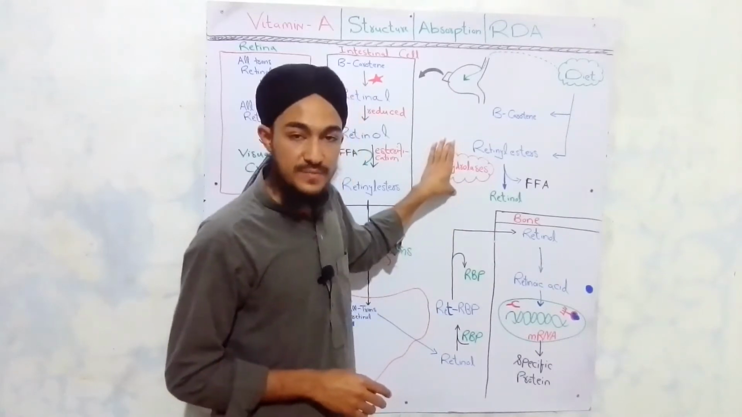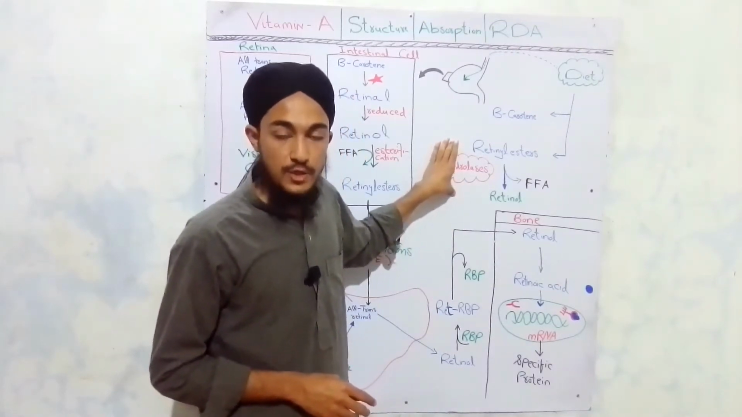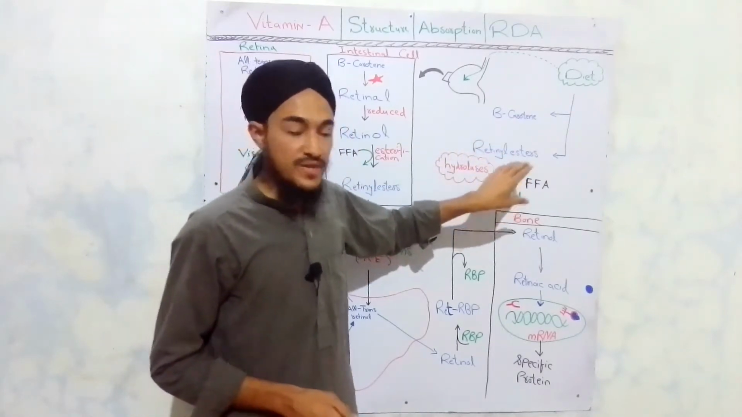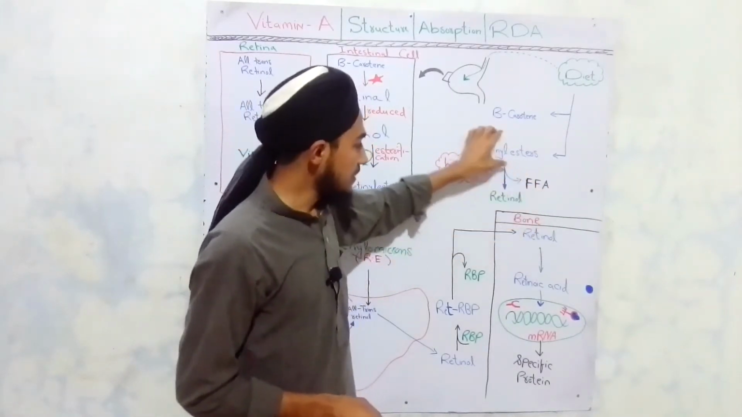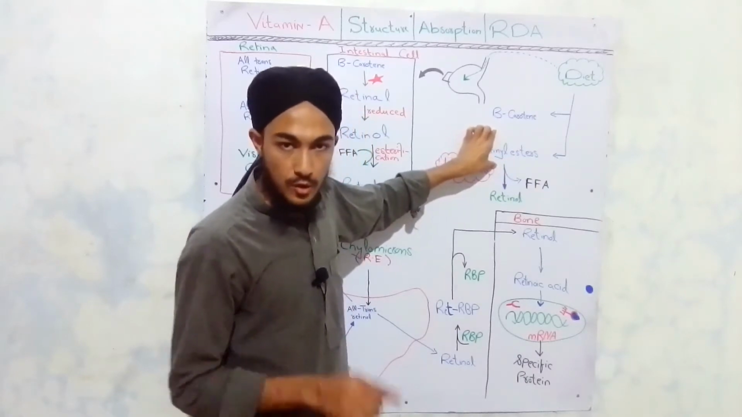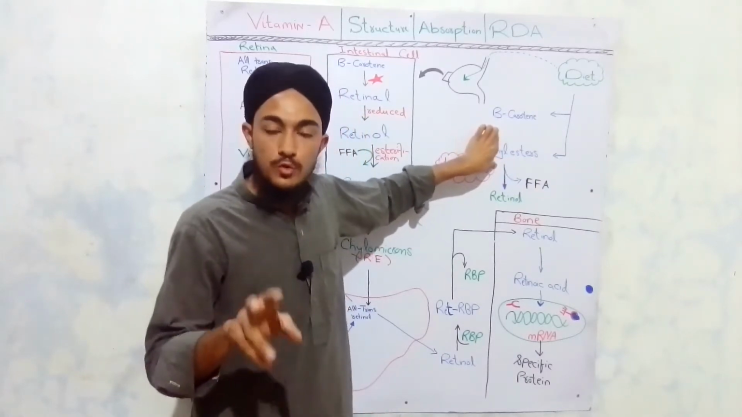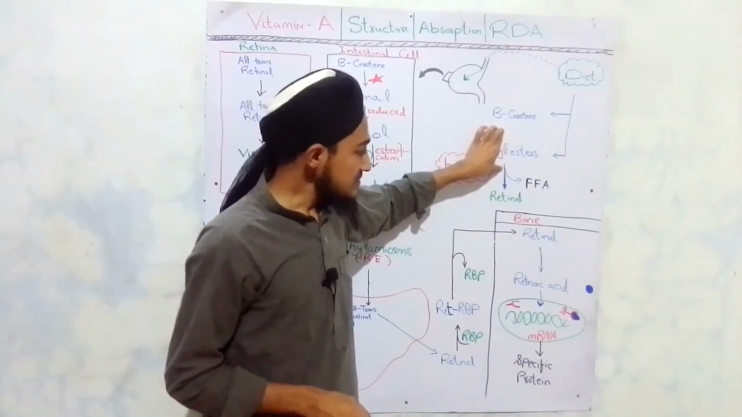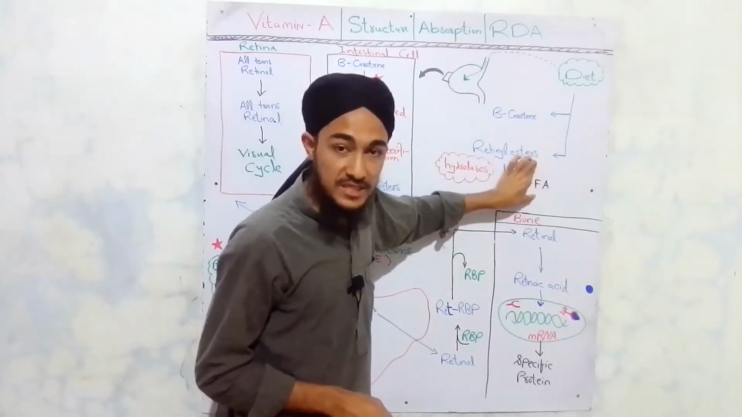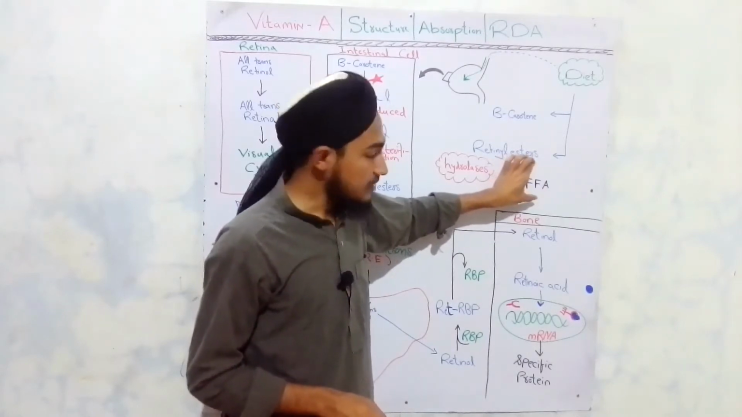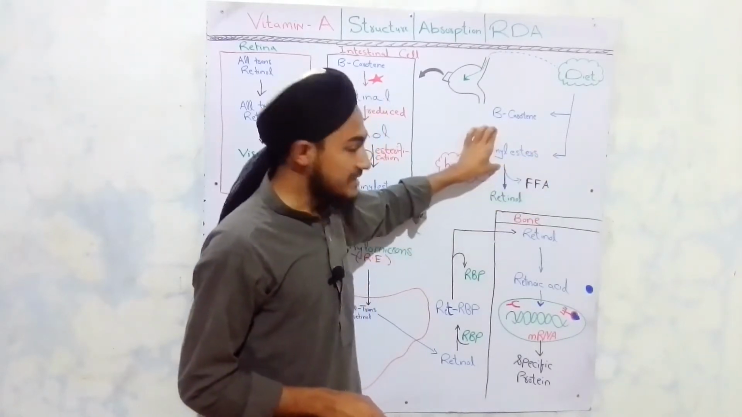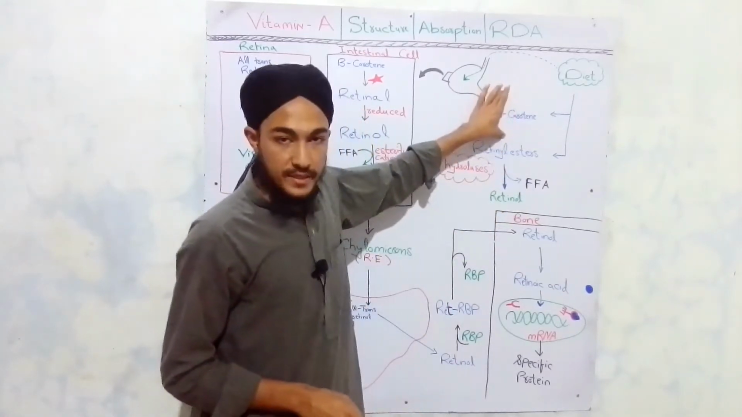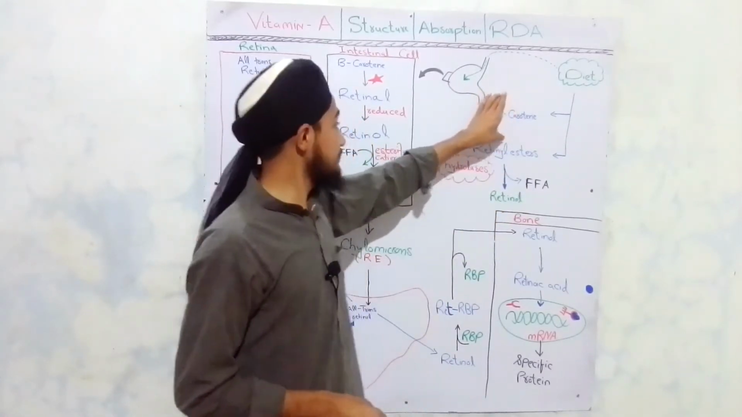This specific enzyme, the hydrolase, will hydrolyze the retinol esters into retinol and free fatty acids. The retinol esters contain long chain fatty acids, and those fatty acids will be detached from the retinol esters. So these are the detached fatty acids, the free fatty acids, and the retinol esters are now converted into retinol.